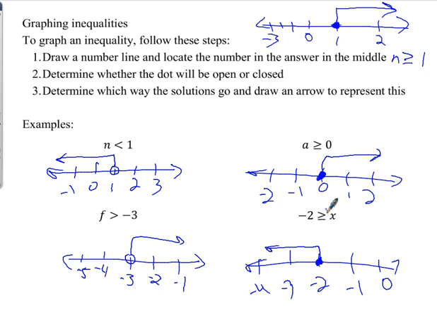X is less than or equal to -2. And that's what we actually graphed. X is less than or equal to -2. So on these, you can actually read the inequality both ways. But as you read it backwards, you have to also see that sign and read it backwards as well.